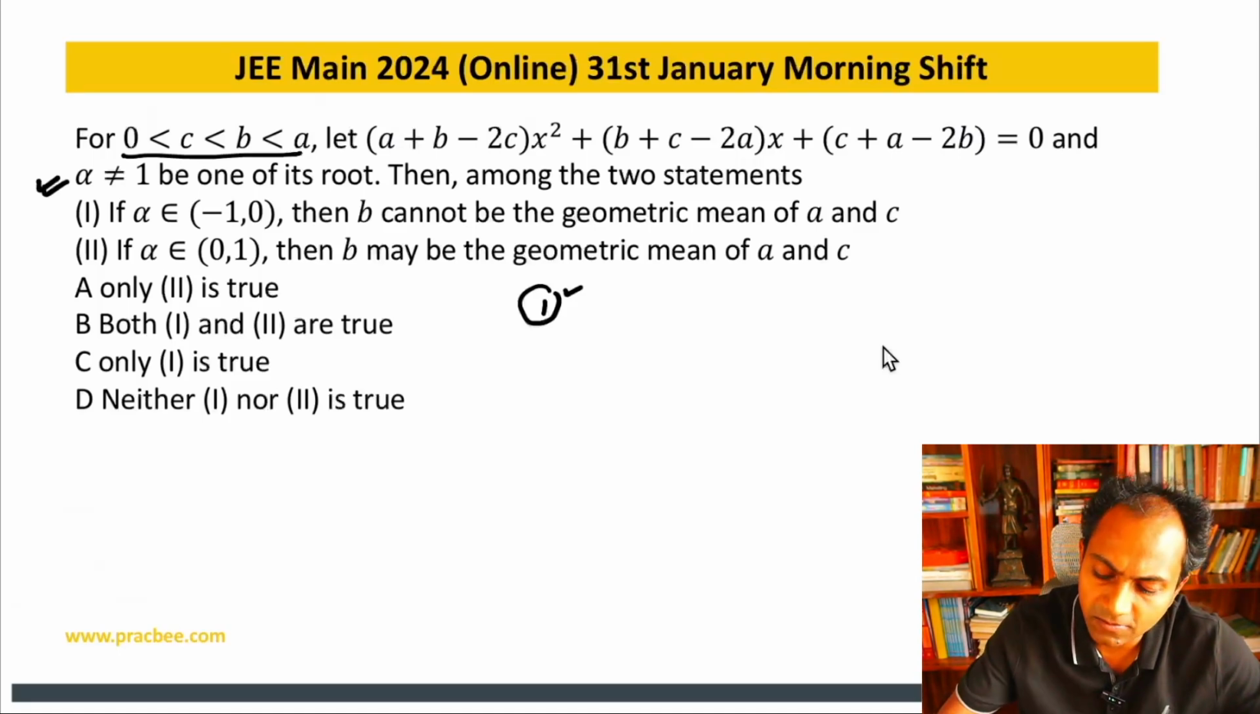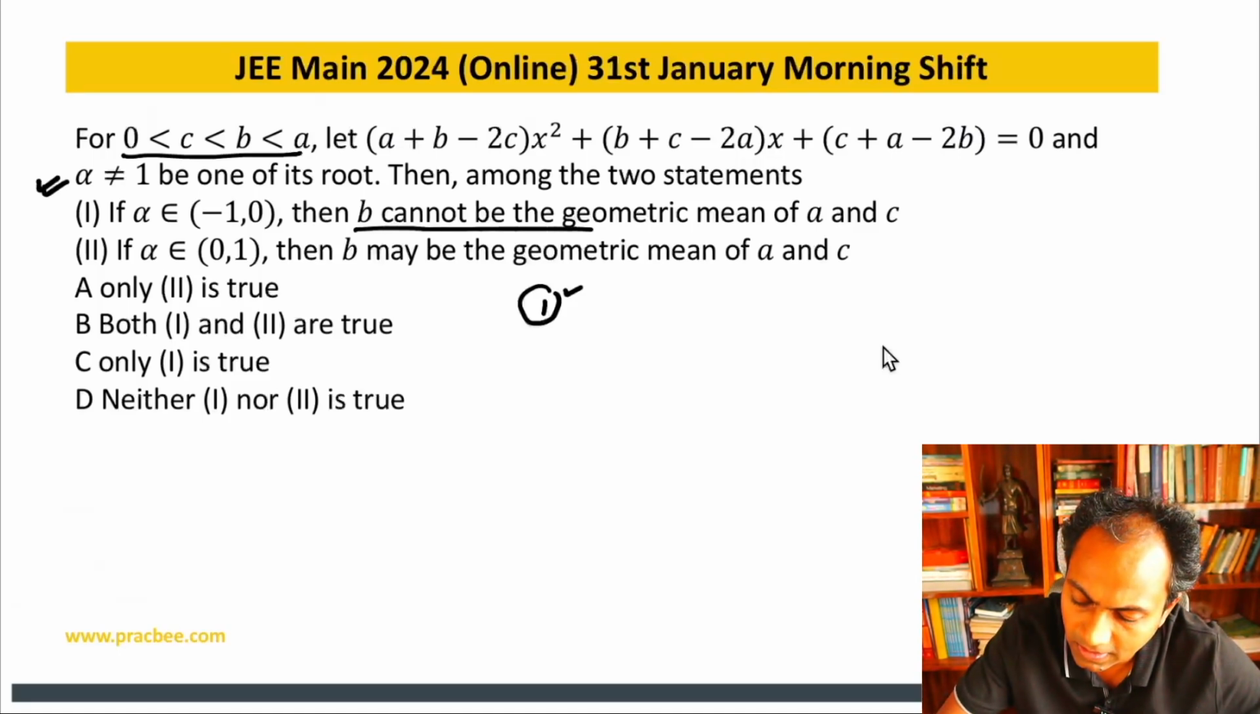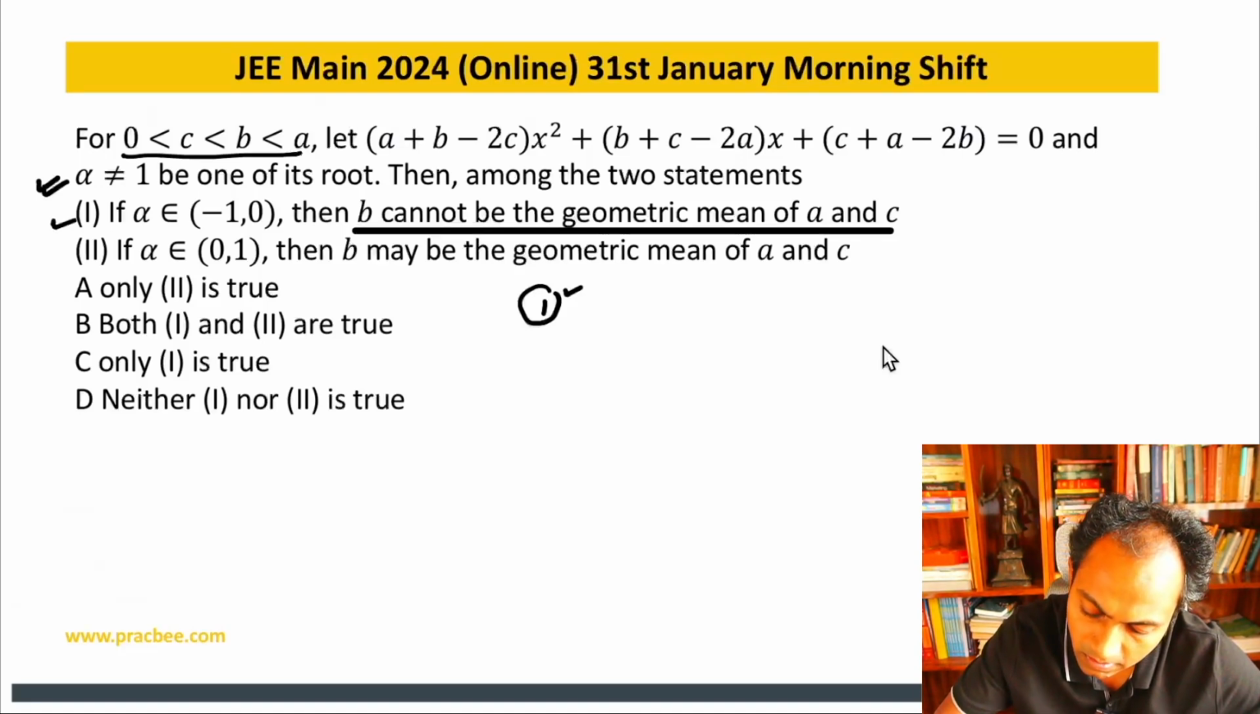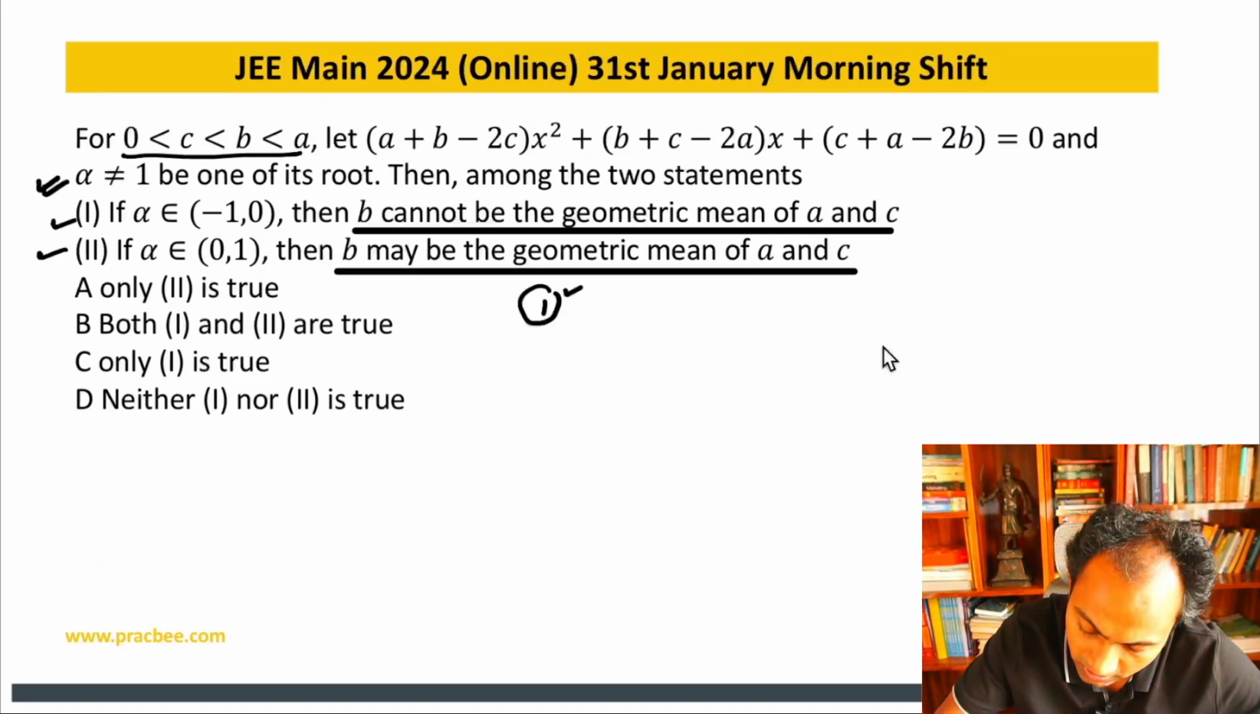Now what they are saying is there are two things they are assuming. If B is not in geometric progression, then this happens. Or if B is in geometric progression, then this happens. So let us take two cases. In the first case, let us take B as the geometric mean of A and C. So I can take the value of A as 4, the value of B as 2, and the value of C as 1.